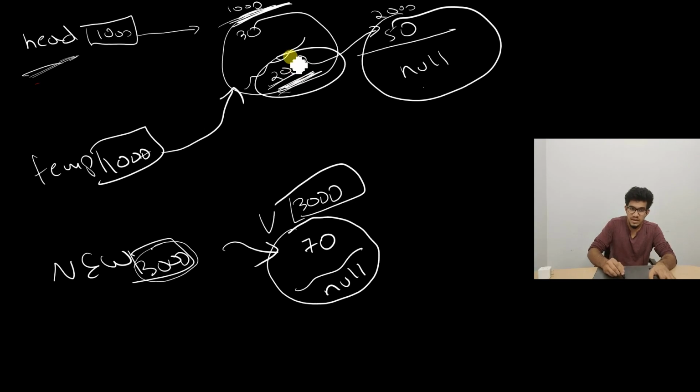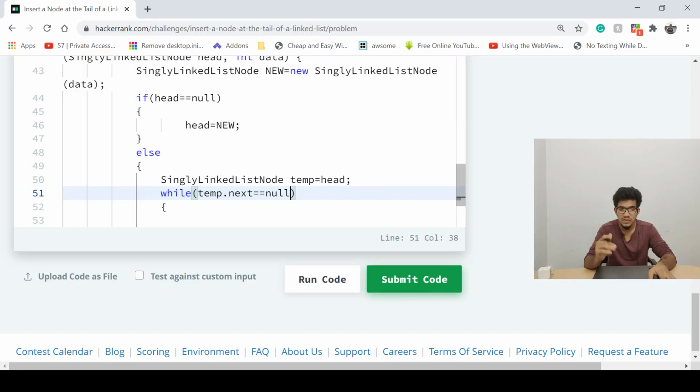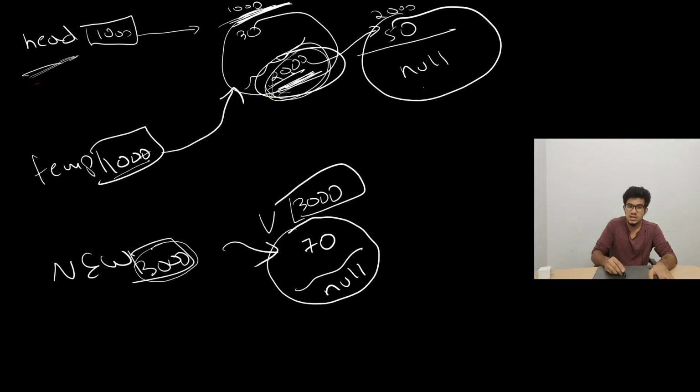Tell me, what is the temp value? 1000. What is 1000 dot next? Here it is stored what? 2000. Right? Is 2000 equal to null? No. Condition is false. That's why I have to tell like this: it should not be equal to null. Yes, 2000 is not equal to null.